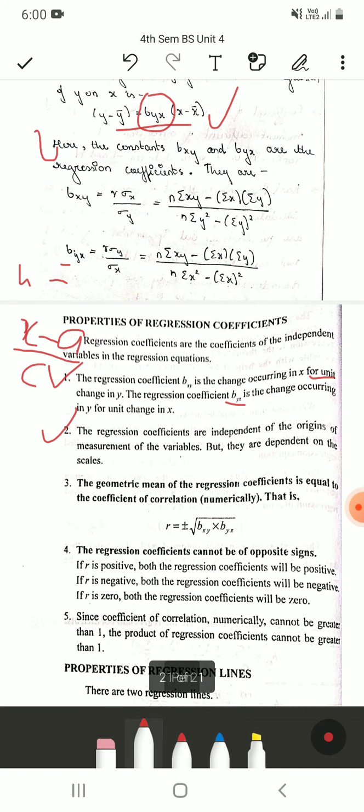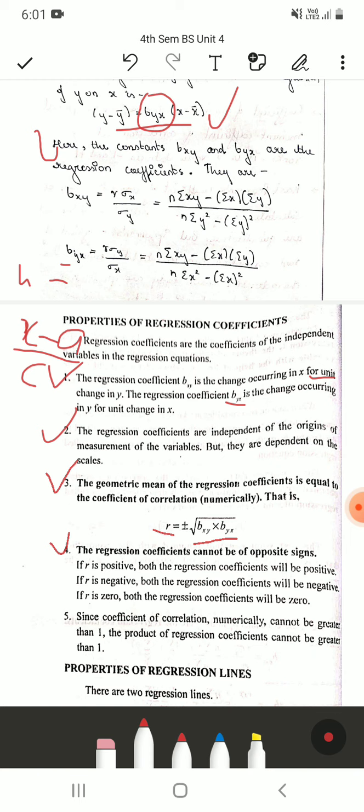So the next property is the geometric mean of the regression coefficient is equal to the coefficient of correlation, that is r is equal to plus or minus square root of bxy into byx. So the geometric mean of the regression coefficients, that is square root of both the regression coefficients, product of both the coefficients is nothing but your coefficient of correlation, which is denoted by r.